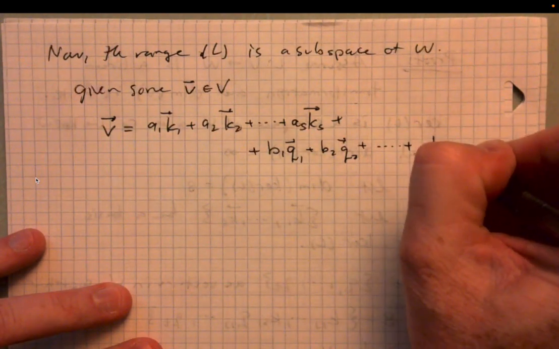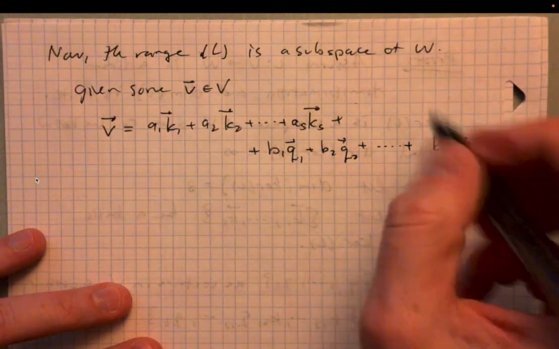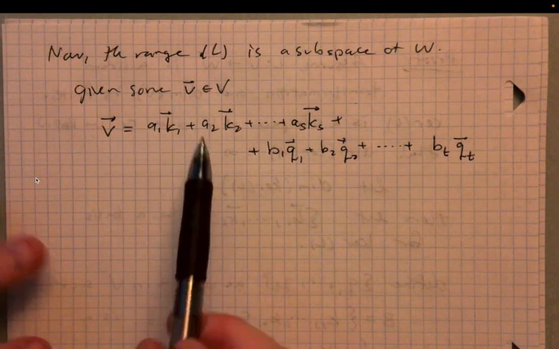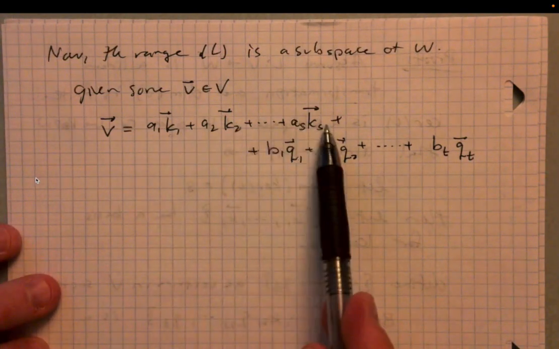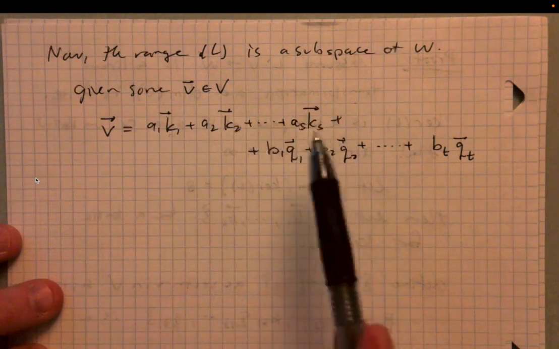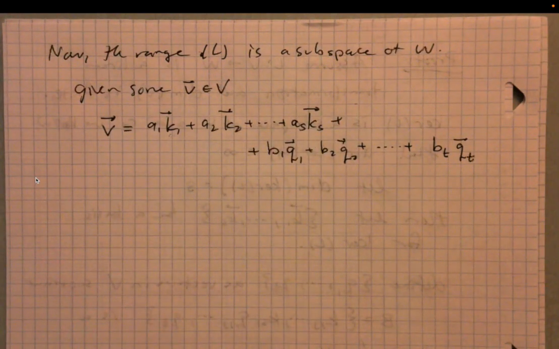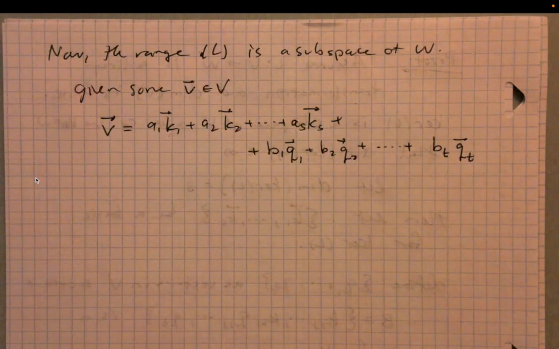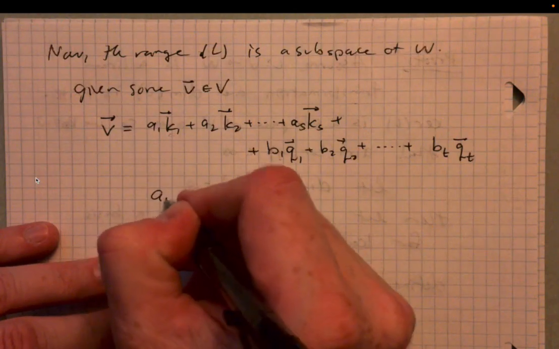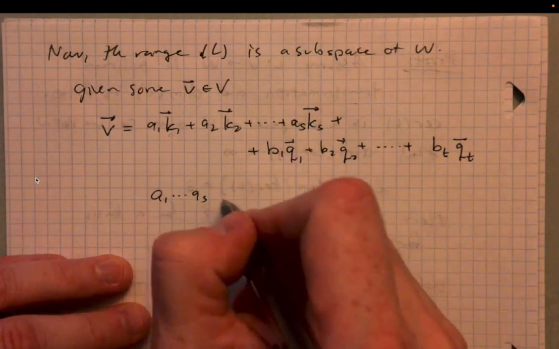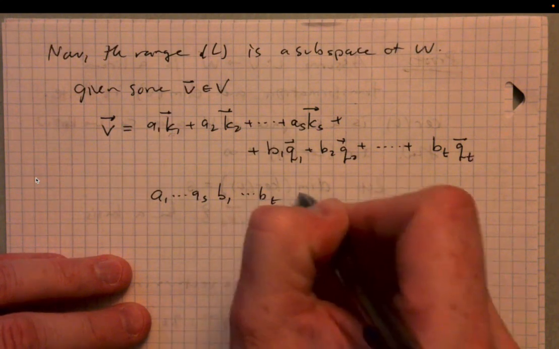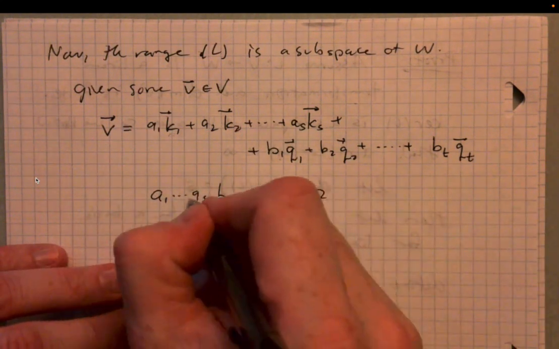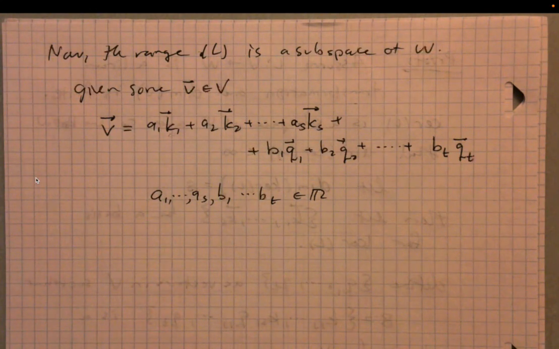plus BT QT, right? All we've done here is assume that K1 through KS and Q1 through QT is a basis for V. And what we're trying to show is that this other piece is the range. If this is the kernel, this other piece is the range. So this is all perfectly fine. And remember, A1 through AS and B1 through BT are just real numbers. This is a linear combination, so nothing fancy there.